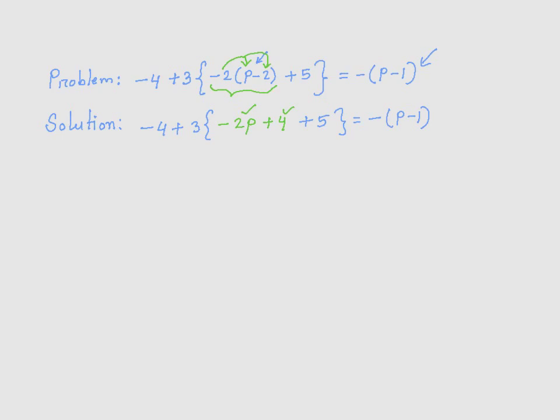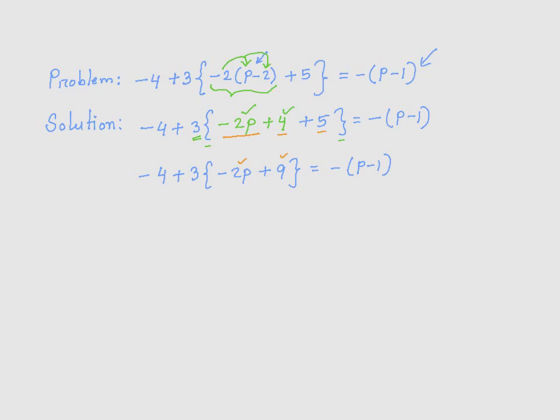Now we are going to simplify it further inside these curly braces. And then again we are going to use the distributive property. That means multiply everything inside the curly braces by 3. If we do so, we get the following. Look, -2P, which is right here, and then 4 plus 5 is 9.